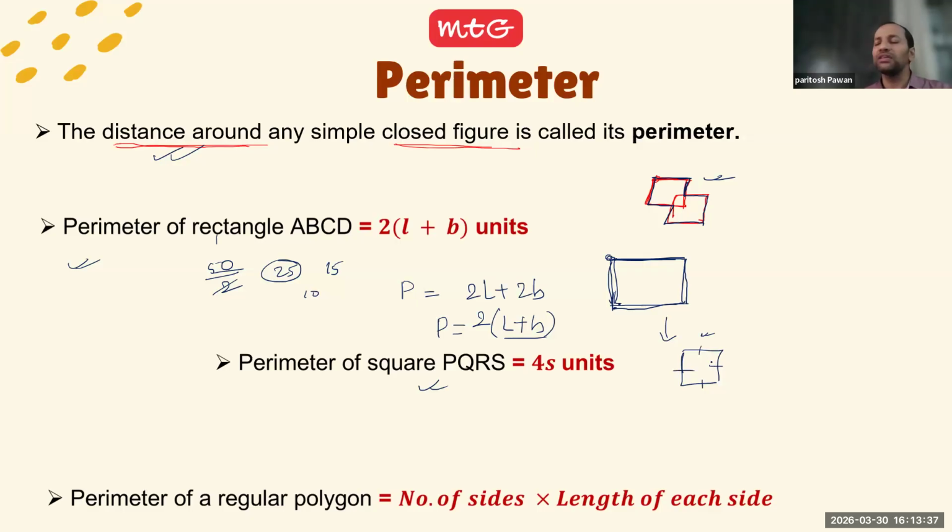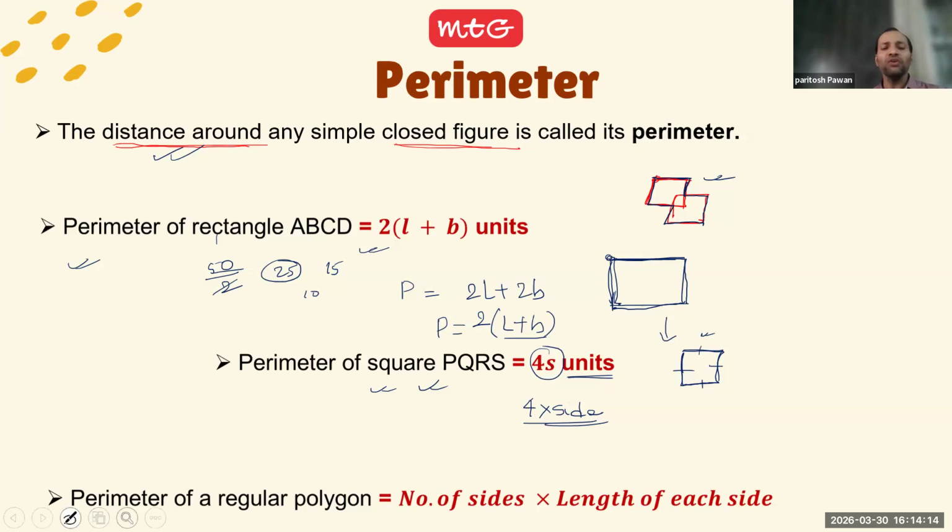So what will be the perimeter of a square? When all sides are equal, if we go around it 4 times, we will cover that side. So perimeter will be 4 into side, that is 4s, and here it is in units. The unit in the question you have to see: if length is given in centimeter, the unit will be centimeter; if in meter, it will be meter. So that is about the perimeter of rectangle and square.